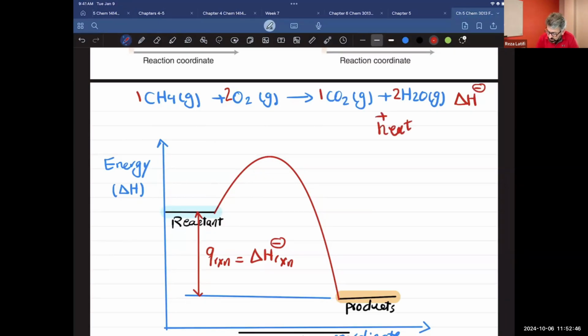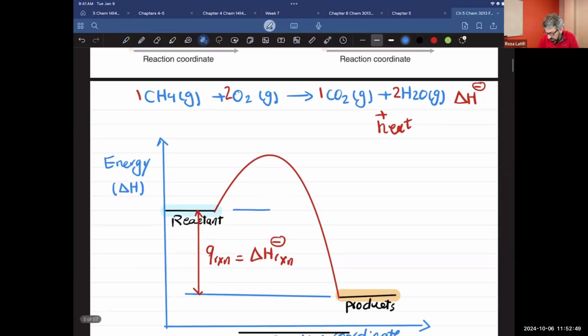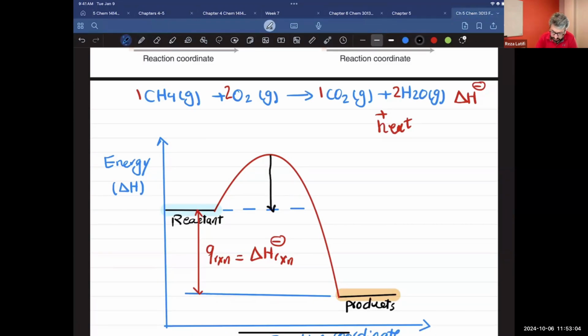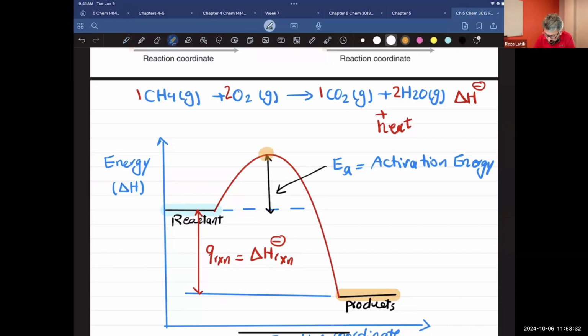Next, if you measure the gap between the reactant and the max point, we start from here, go to the max point and find its distance from the reactant, and this is going to be the answer. This one we call activation energy. We show it by Ea. You need to give any chemical reaction this activation energy in order to initiate it. Next, what's the max point? That point we call the transition state.